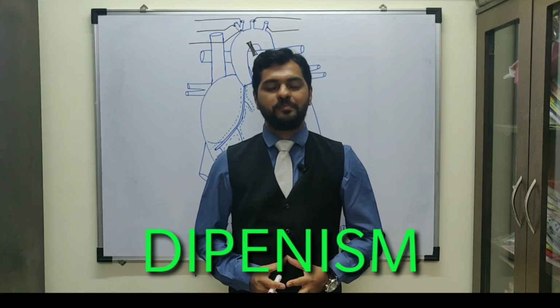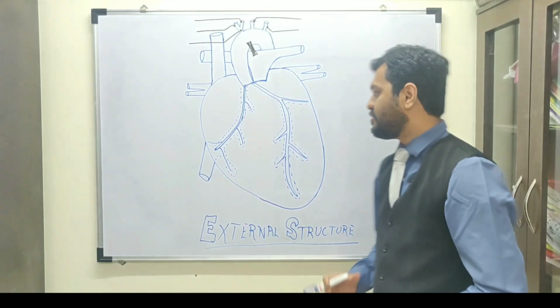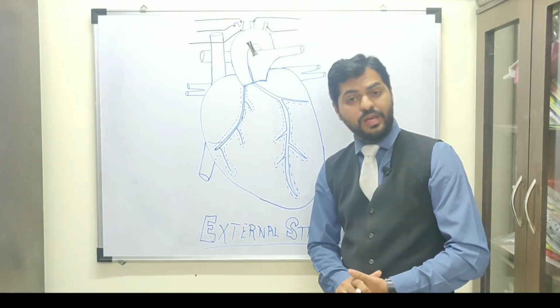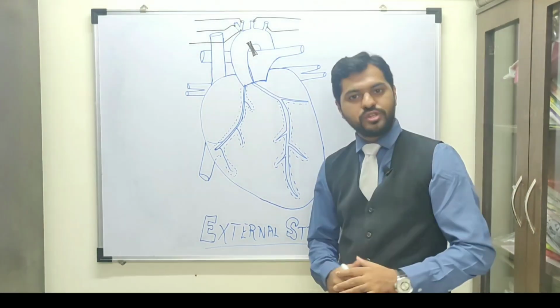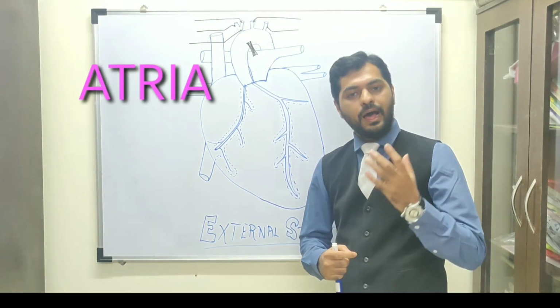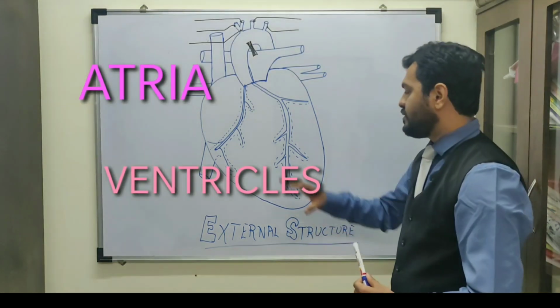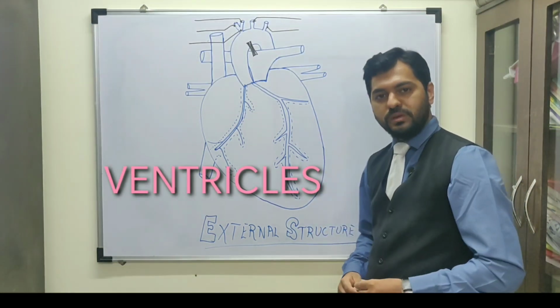I am Dr. Dipen Shah, and in today's segment we are going to discuss the external structure of the heart. Now, as we are aware, the human heart is four-chambered, consisting of the superior chambers, that is the atria, and the inferior chambers, that is the ventricles. So let us localize the respective chambers.